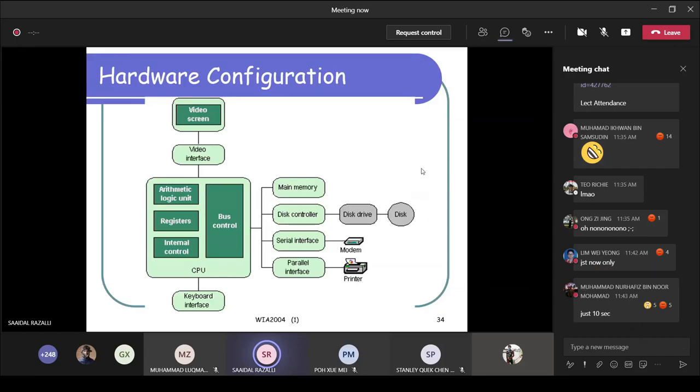So this is the hardware configuration, a normal PC setup. You have a video interface, video screen, and then the CPU with the ALU, which does all the logic and mathematics, registers, internal control for I/O and bus control. Bus control is connected to the main memory, disk controller, serial interface, parallel interface. And of course, you have a keyboard interface, and so on. So this is the modern computer setup.